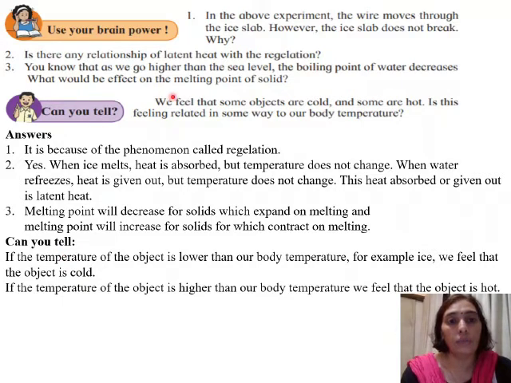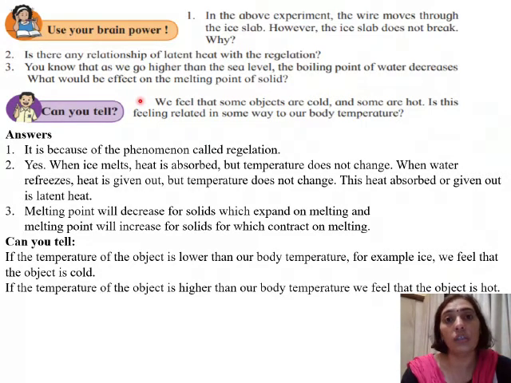Is there a relationship of latent heat with regelation? We have done this. You know that as we go higher than sea level, the boiling point of water decreases. I hope you know about this because we all have studied the functioning of the pressure cooker. The pressure cooker was very useful for high altitudes, hilly areas, because there the pressure is less and so the food is not cooked properly.